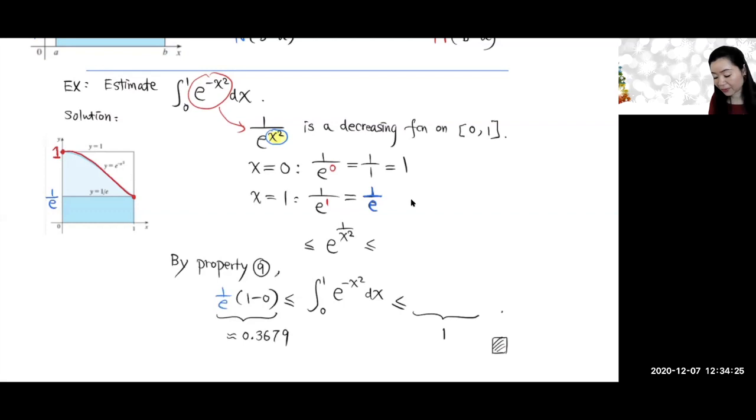So this integral here will be greater than or equal to 1 over e times 1 minus 0, and less than or equal to 1 times 1 minus 0. So this integral is going to be greater than or equal to this lower bound, which is 1 over e, times the length of the interval, which is 1 minus 0, and less than or equal to the upper bound, which is 1, times the length of the interval, which is 1 minus 0. So this integral is between this one and this one. That will be an estimate for this integral.